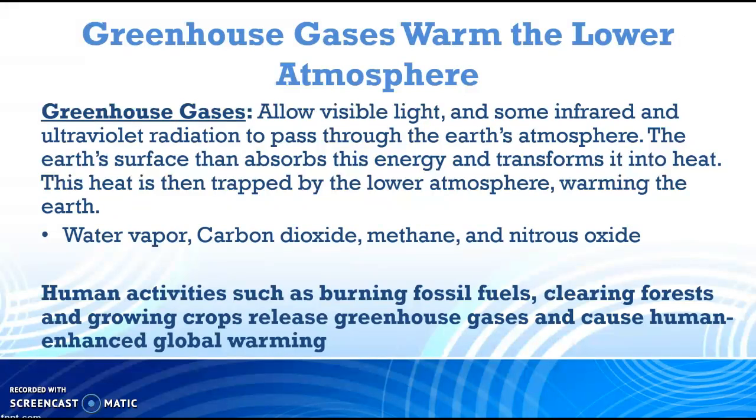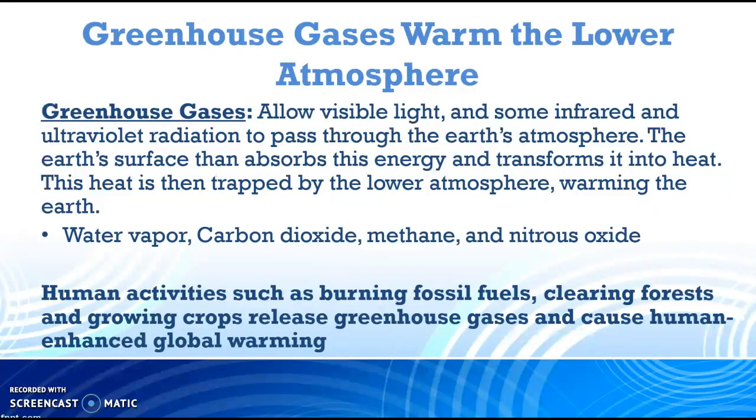We also have greenhouse gases that are in the lower atmosphere. Greenhouse gases allow visible light and some infrared and ultraviolet radiation to pass through our atmosphere. The Earth's surface then absorbs this energy and transforms it into heat, and then the greenhouse gases trap the heat in the lower atmosphere, which warms the Earth. Greenhouse gases include water vapor, carbon dioxide, methane, and nitrous oxide. Greenhouse gases are important because if we didn't have them, the Earth would be too cool for many of the things that live here to survive.